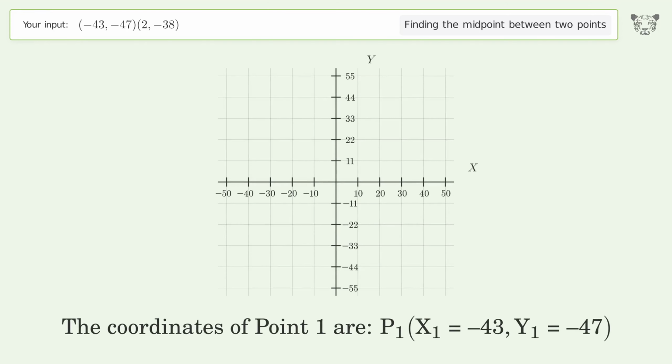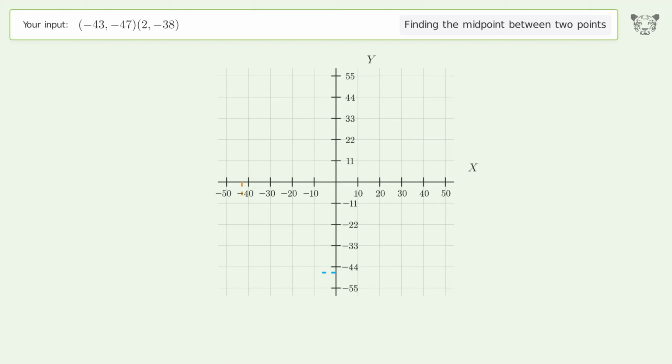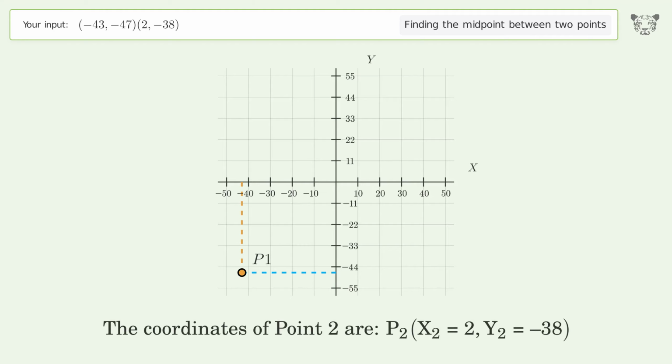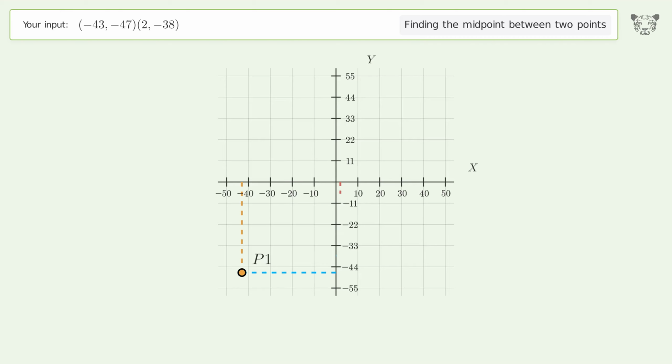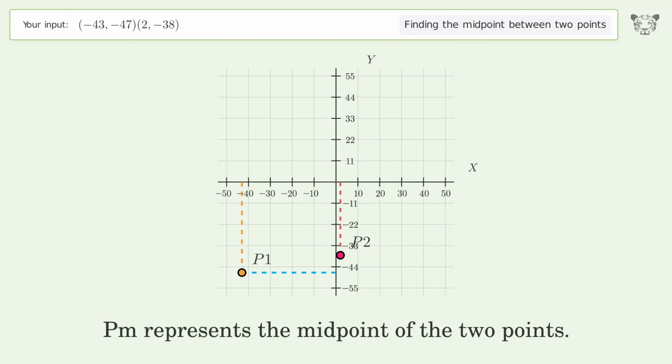The coordinates of point 1 are, x1 equals -43, y1 equals -47. The coordinates of point 2 are, x2 equals 2, y2 equals -38. PM represents the midpoint of the 2 points.